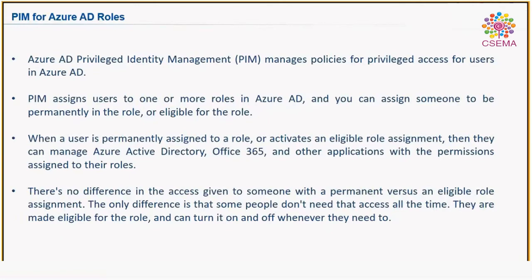Azure AD manages policies for privileged access for users in Azure. PIM assigns users to one or more roles in Azure AD. So you can assign someone to be permanently in that role or eligible for the role, right? When a user is permanently assigned to a role or has an eligible role assignment, they can manage Azure, Office 365 and other applications with the permission. But when we compare permanent and eligible, guys, there is no difference with respect to the access. The only difference is the permanent user does not need to go and request a role, and eligible has to do it each time they need access, right? So that's where the difference is.